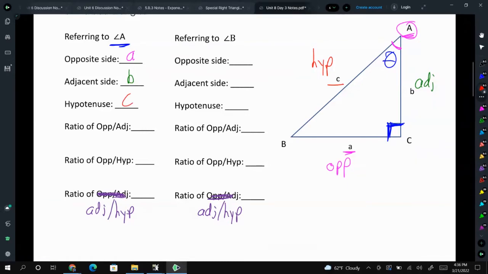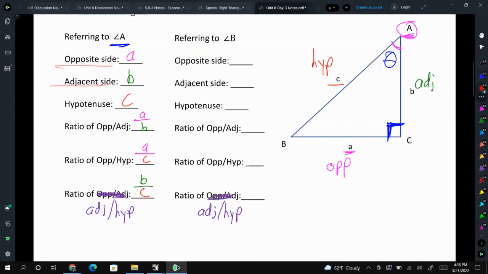Now the ratio, remember ratios are just fractions. So the opposite over the adjacent, that's going to be A over B. Okay, I'm getting these from right up here. The ratio of the opposite over the hypotenuse. The opposite is A over the hypotenuse, which is C. And the ratio of the adjacent over the hypotenuse. So the adjacent is B over the hypotenuse, C.